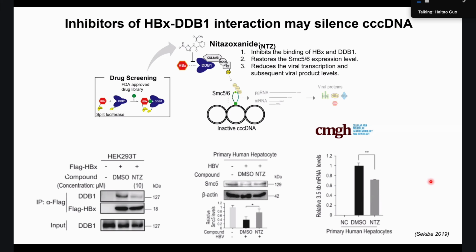This is one example from a Japanese group. They developed an assay to identify compounds that block the HBx and DDB1 interaction, so that they can prevent HBx-mediated degradation of the SMC5/6 complex and then silence the cccDNA. This is a proof of concept study. You can see they identified a compound called NTZ that can block the HBx and DDB1 interaction, and you can see the rescue of the SMC5/6 protein in the presence of this compound under HBV infection in primary hepatocytes. But the potency needs to be improved. You can see that there is only a marginal effect on cccDNA transcription inhibition by the NTZ compound.